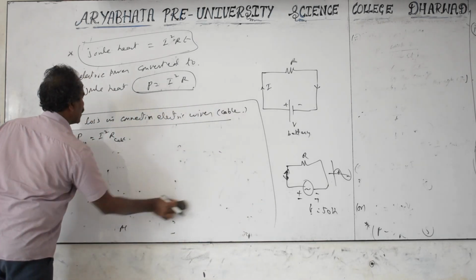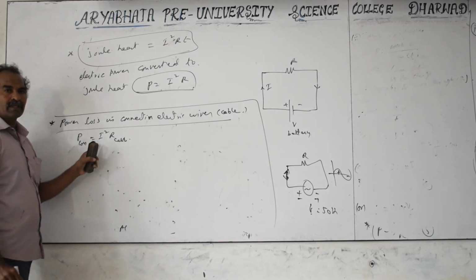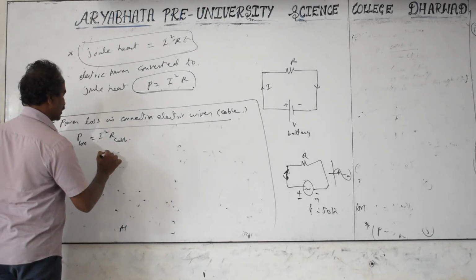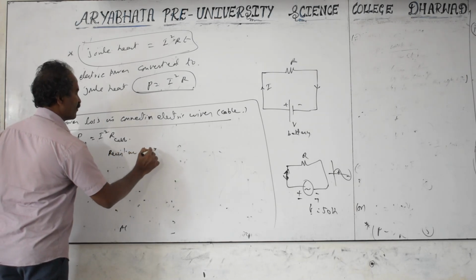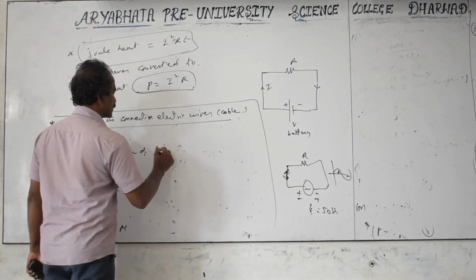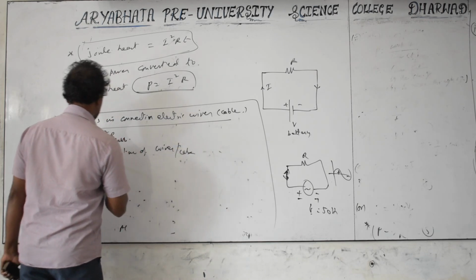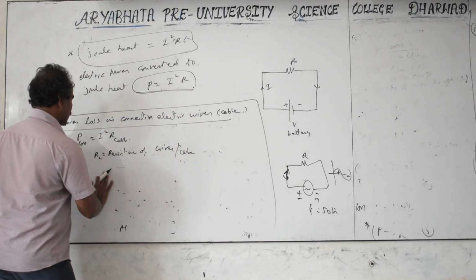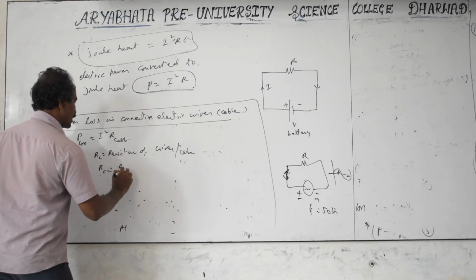I square into R cables. So more length means more resistance. Resistance of wires or cable is RC, and this RC is equal to rho into L by A.